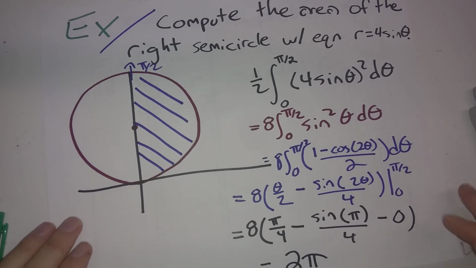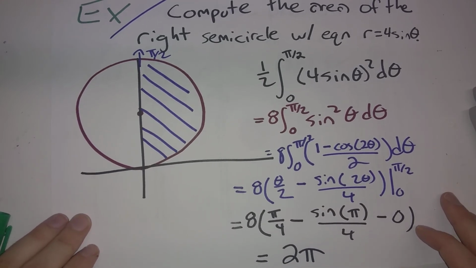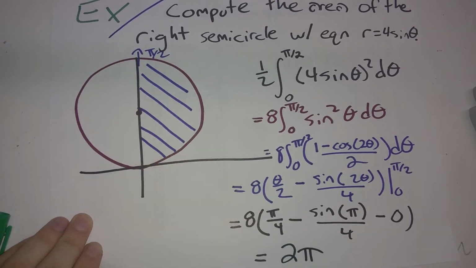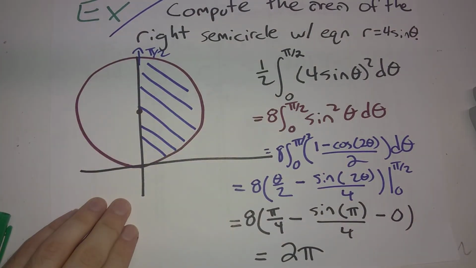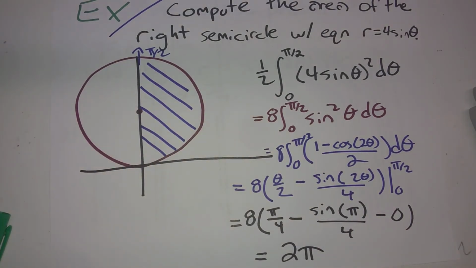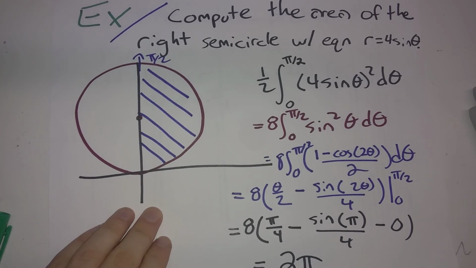And so we should point out that this answer also checks out because this circle overall has radius 2. So the overall area of the entire circle is pi times 2 squared, which is 4 pi. Half of that is 2 pi. So that's reassuring.